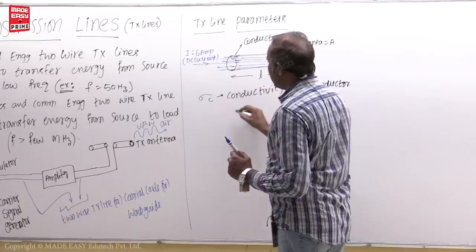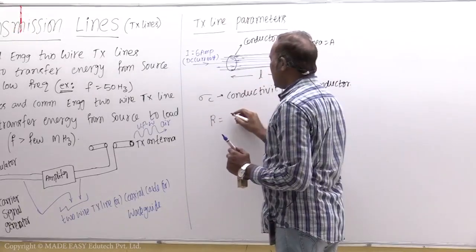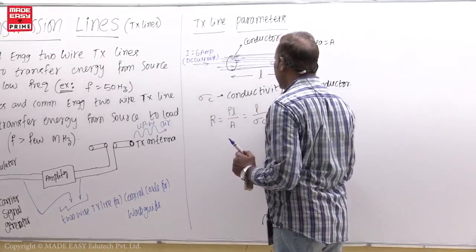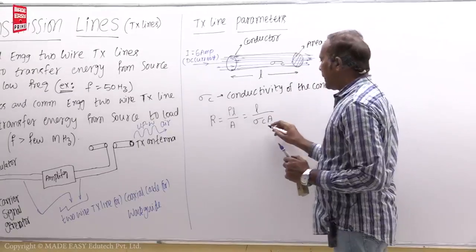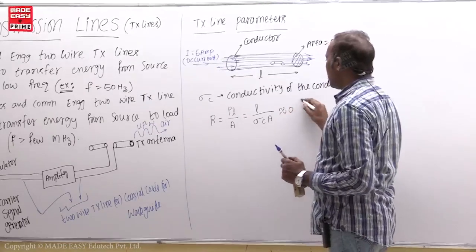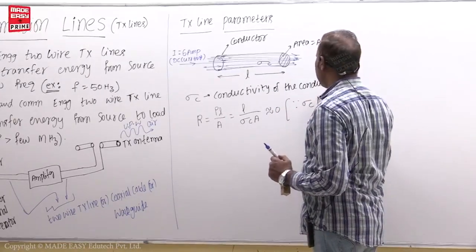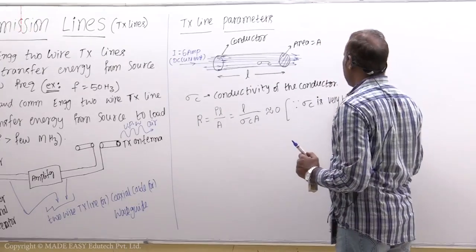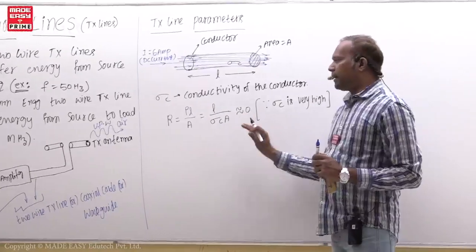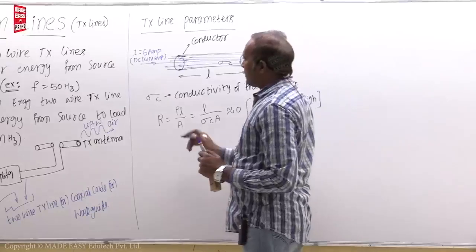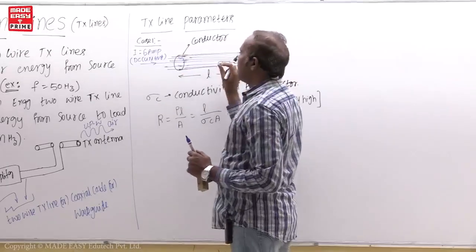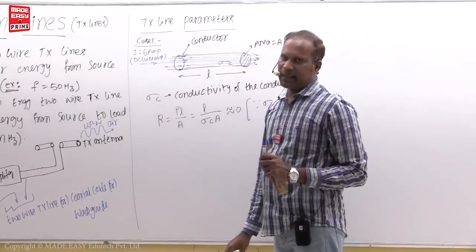Now, the resistance offered by this conductor is equal to rho L by A, or otherwise L by sigma C into A. Here sigma C is very high, so that is why this is approximately neglected, 0, because sigma C is very high. Okay, this is neglected for normal cases. I will write this as case 1. So case 1 is how this conductor behaves whenever a low frequency current is transmitted.